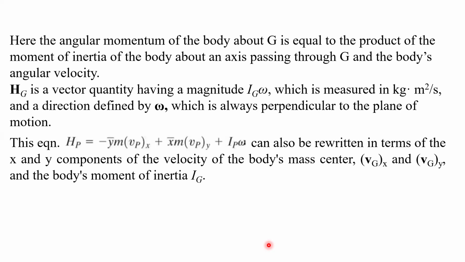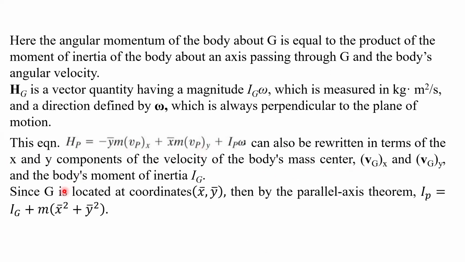This equation can also be written in terms of the x and y components of the velocity of the body's mass center, which is v_Gx instead of v_Px, and v_Gy instead of v_Py.